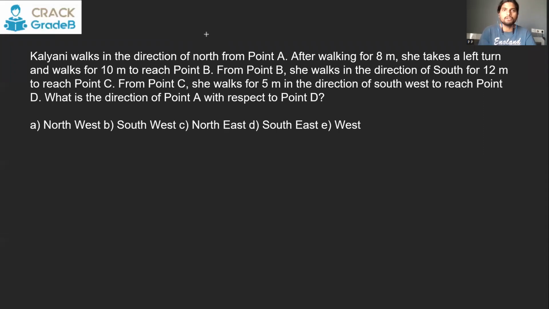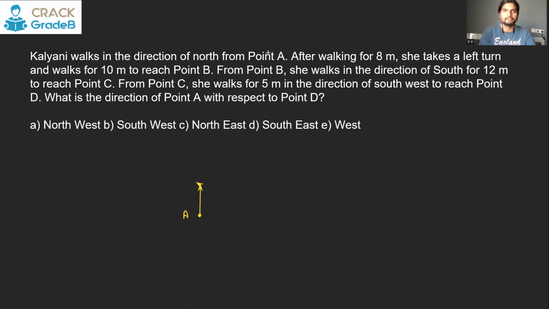Kalyani walks in the direction of north from point A. Let's say this is point A. So Kalyani goes north of point A for 8 meters. She takes a left turn and walks for 10 meters to reach point B.